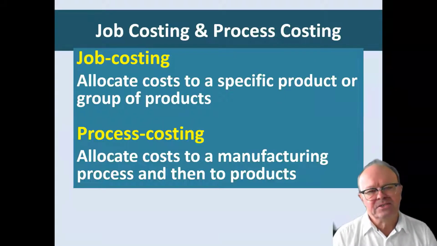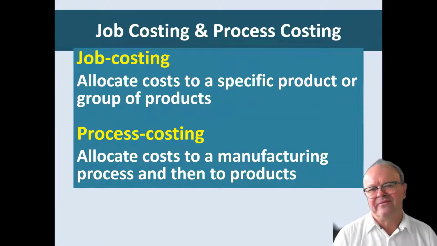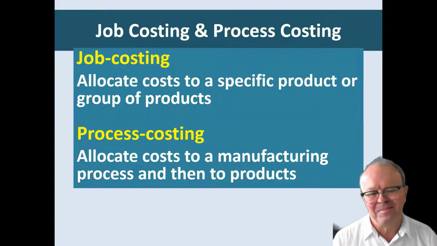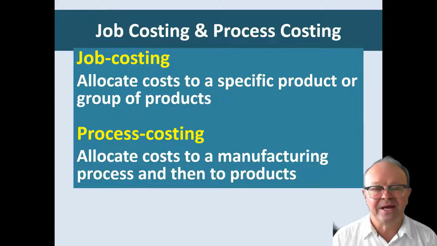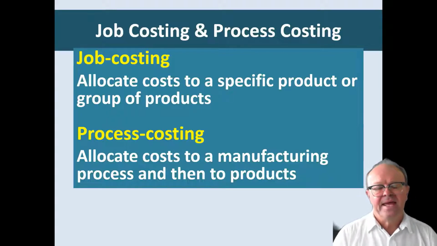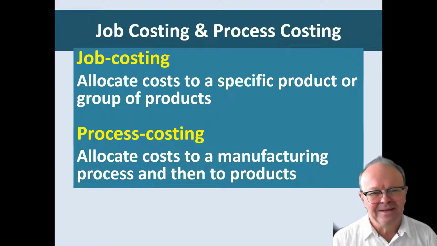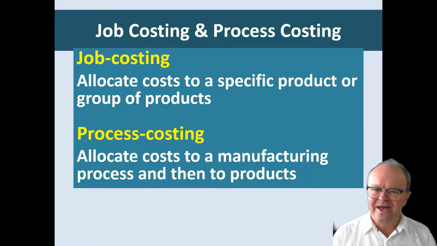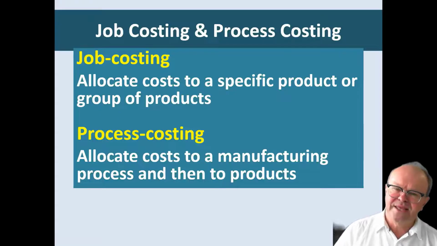However, there are plenty of situations where we can't see the product during the manufacturing process. It's all mixed up with other products. It's only towards the end of the process that the products actually emerge. In those situations, we use process costing. Examples of this might be making chocolate. You're putting all the stuff into these vats. We don't know which products are coming out until towards the end.